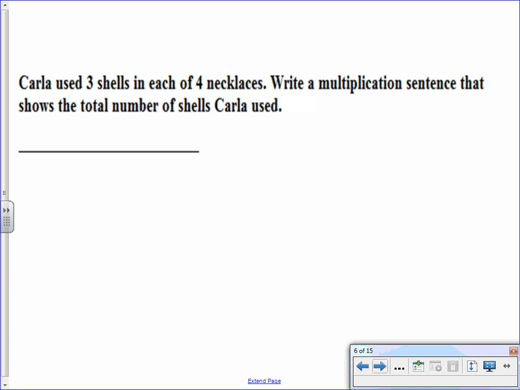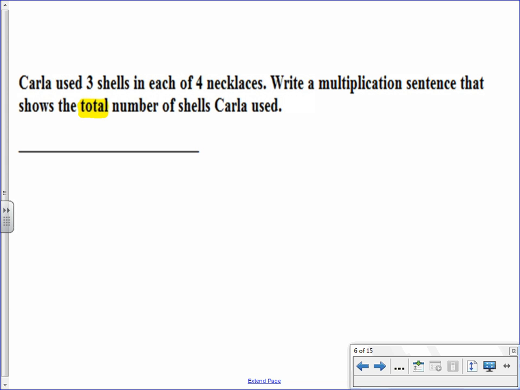Next one. Carla used 3 shells in each of 4 necklaces. Write a multiplication sentence that shows the total number of shells Carla used. Now, before we do this one, I want to talk about some key words here. So this word, total, we've seen this for a long time in word problems. And what do we usually think of when we see the word total? What operation does that usually tell us?